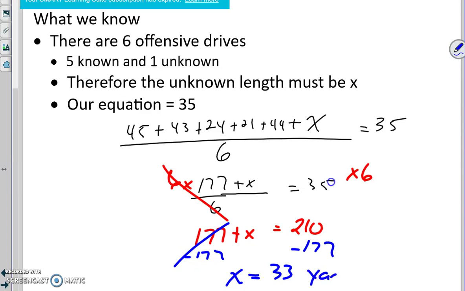33 yards. The unknown drive, the next drive in the offensive series, has to be 33 yards for them to get an average of 35. Okay? So you're not finding the average, you're using the average to find out what you need to do to achieve that.